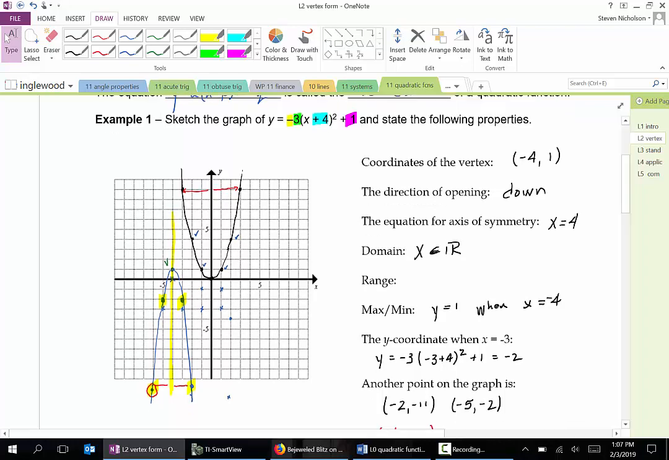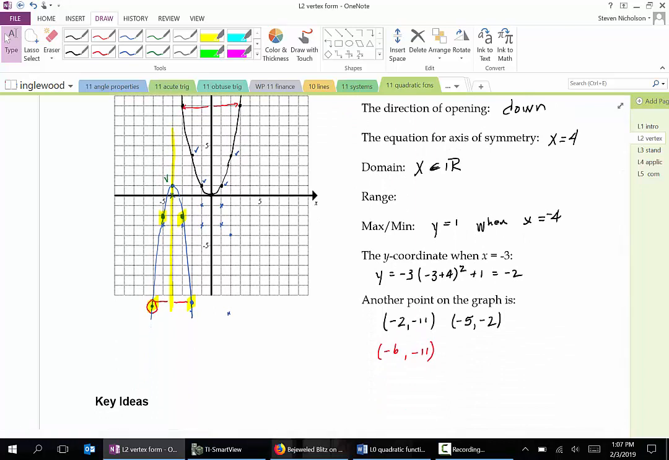Now the range is the y stuff that can happen. And that blue picture has a high point. The highest it will go is positive 1. So everything is not allowed, but everything below and including 1 is part of the range.